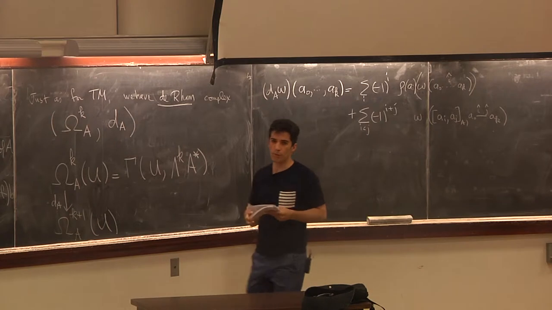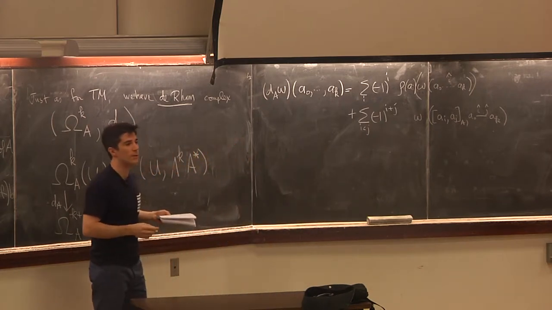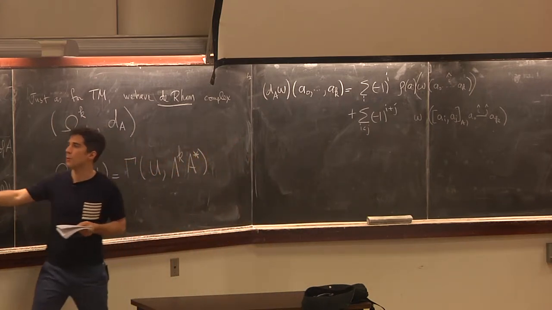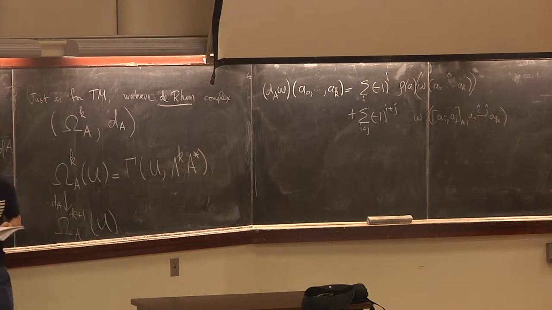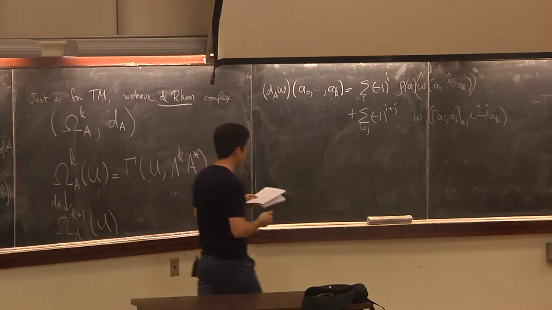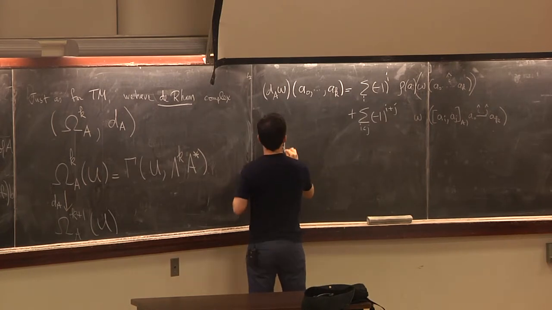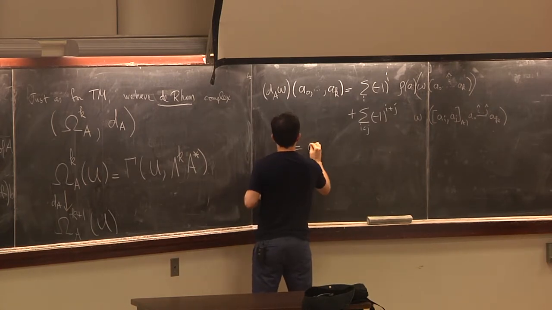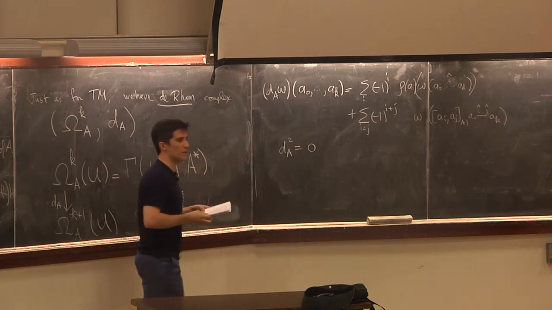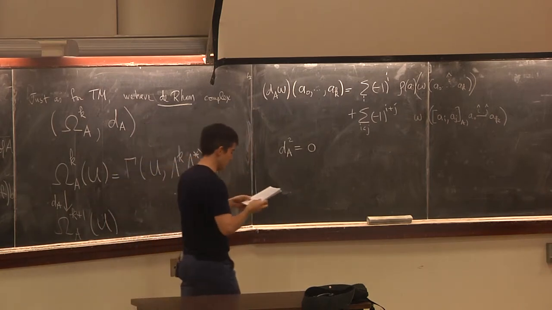Okay, so that's the usual formula for the exterior derivative transported to this more general situation where you have this algebroid A. Now, of course, d_A squares to zero for exactly the same reason as for the de Rham derivative.